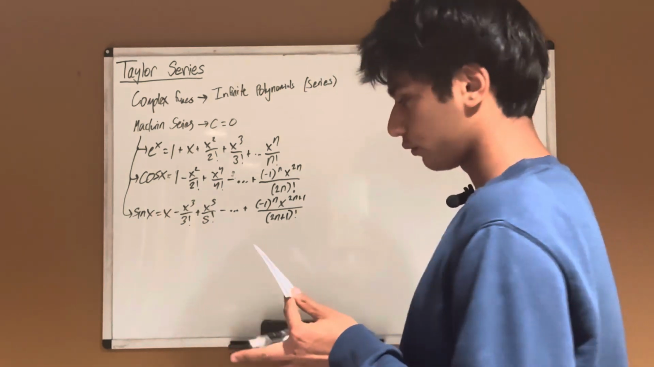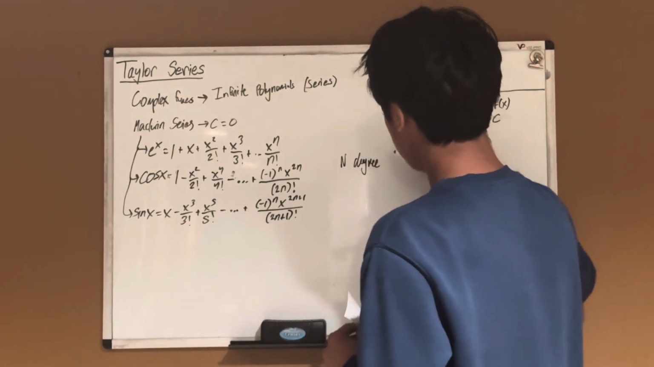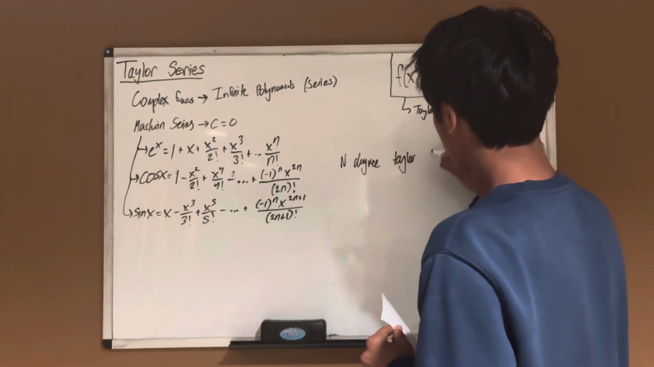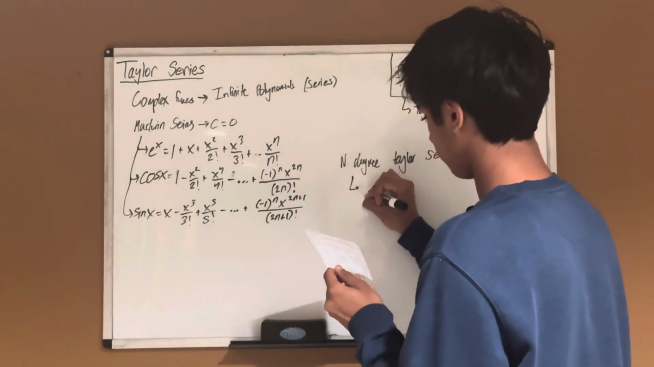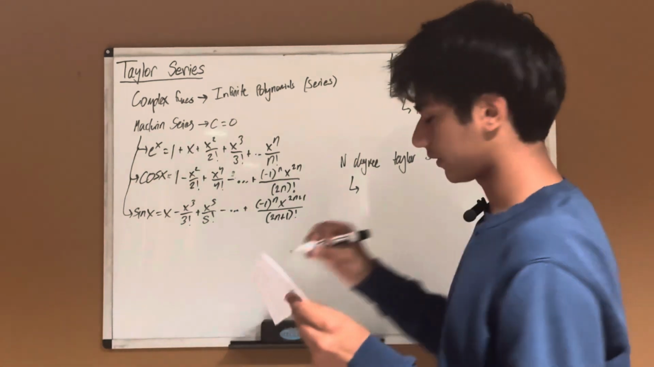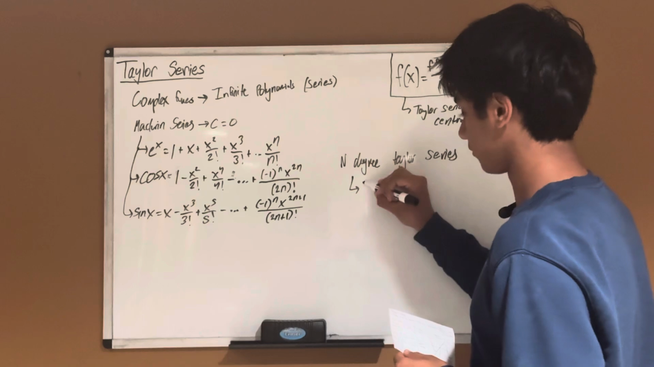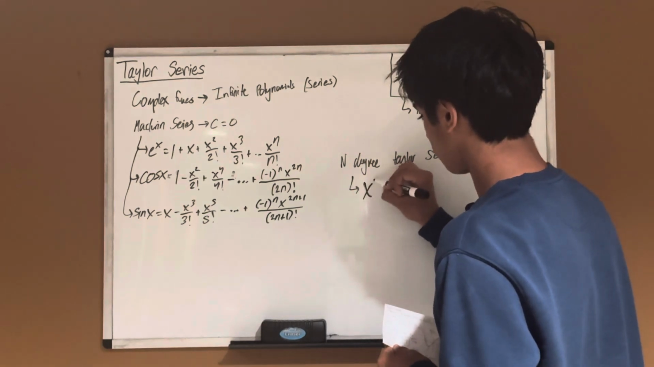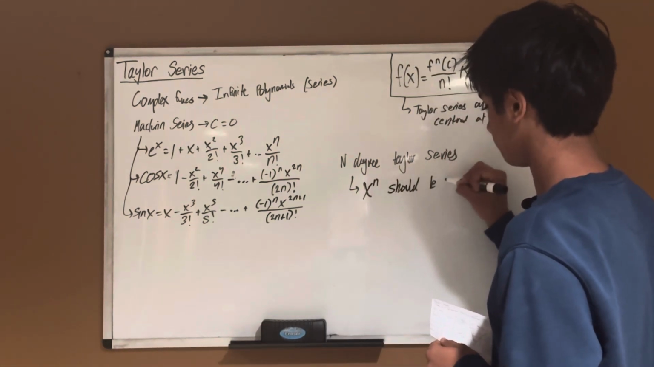One more thing. When it asks you to find an nth degree Taylor series, what you're looking for is a function with x terms, and the terms go up to x to the n power. So x to the n should be the highest power.